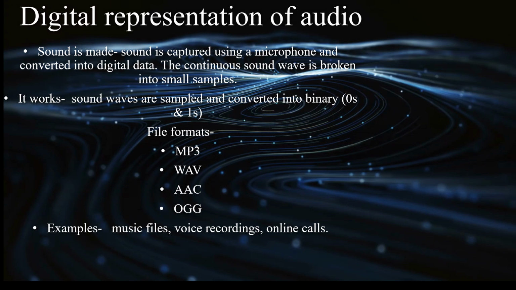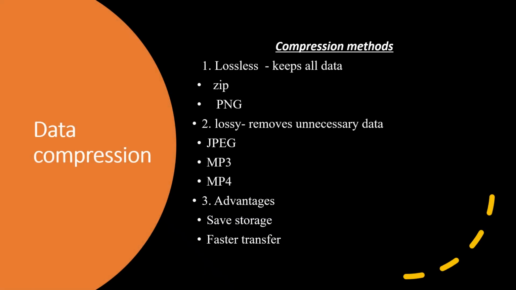Next one, data compression. Data compression reduces file size. There are two types of data compression. Lossless compression keeps all original data. Lossy compression removes unnecessary information to make files even smaller. Compression saves storage space and speeds up file transfers.